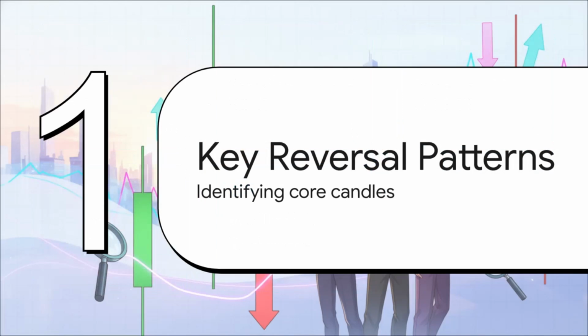All right, first things first. Before you can use any tool, you have to know what it is. And for us, that means learning to identify the 4 primary long wick patterns that can signal these potential reversals.